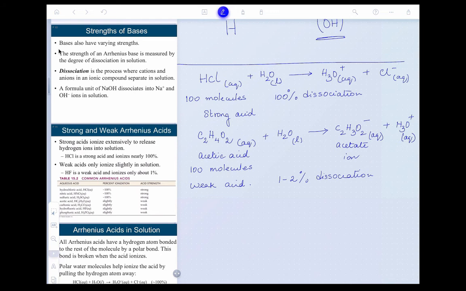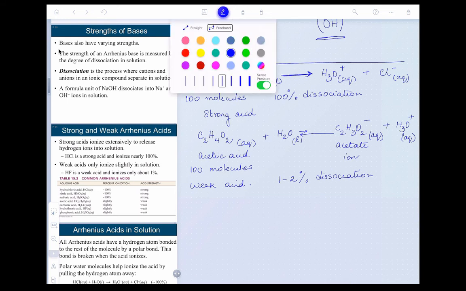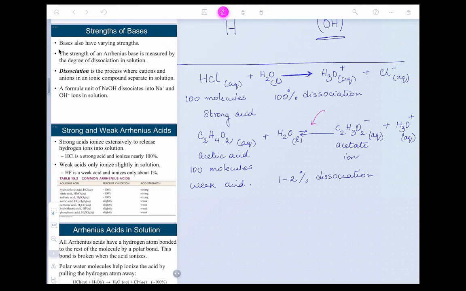So what I'm going to do is change this arrow a little bit. Here I'm going to have a single forward arrow because all 100 molecules will dissociate. Here I'm just going to have a little forward arrow, and the backward arrow is going to be really big because only 1 to 2 molecules will dissociate. Anything else that dissociates is going to recombine to form acetic acid. So this kind of double arrow, the equilibrium arrow, is indicative of a weak acid.